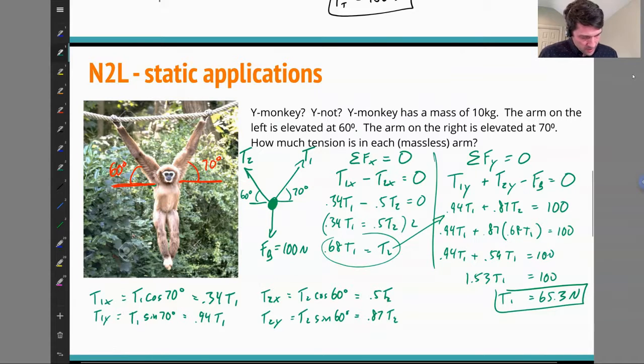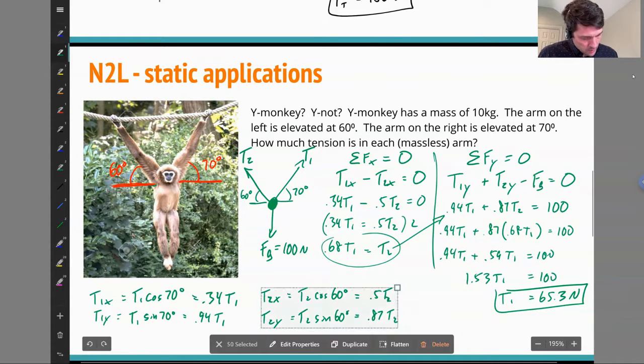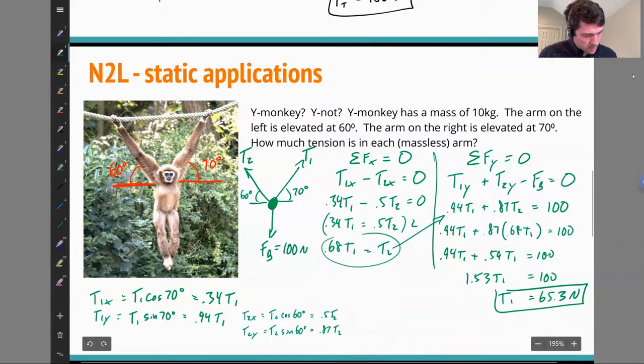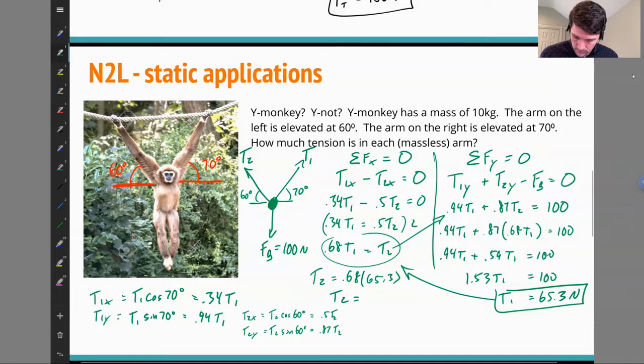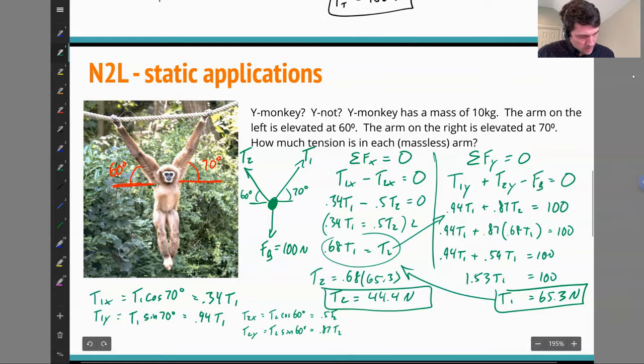And now that I've found that answer, I can sub it back into the other side to find that T2 equals 0.68 times T1, which is 0.68 times 65.3. T2 equals 44.4 newtons.